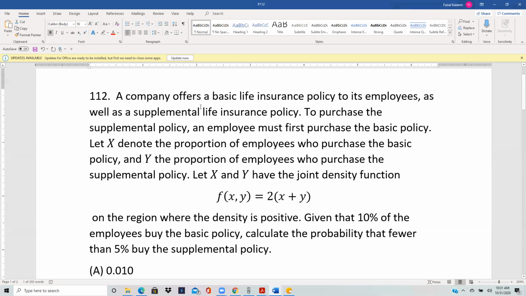A company offers a basic life insurance to its employees as well as supplemental life insurance. To purchase a supplemental policy, an employee must first purchase the basic. Let X denote the proportion of employees who purchase basic and Y the proportion who purchase supplemental. Let X and Y have joint density function 2 times (X plus Y) on the region where the density is positive. Given that 10% of the employees buy basic, calculate the probability that fewer than 0.05 buy the supplemental.